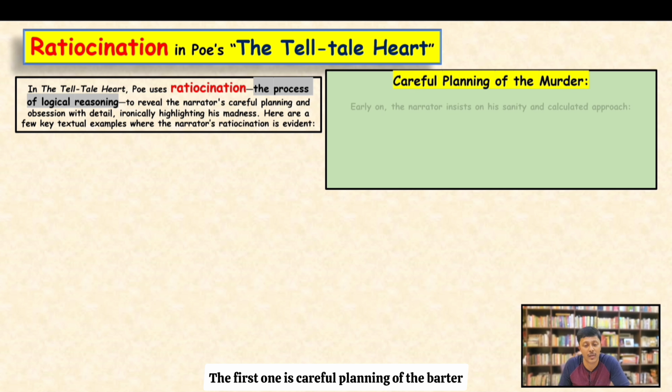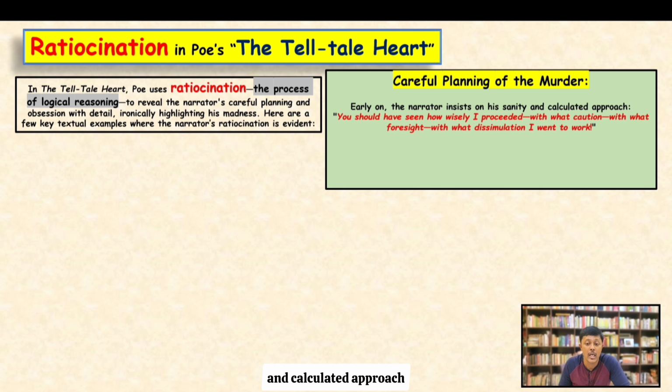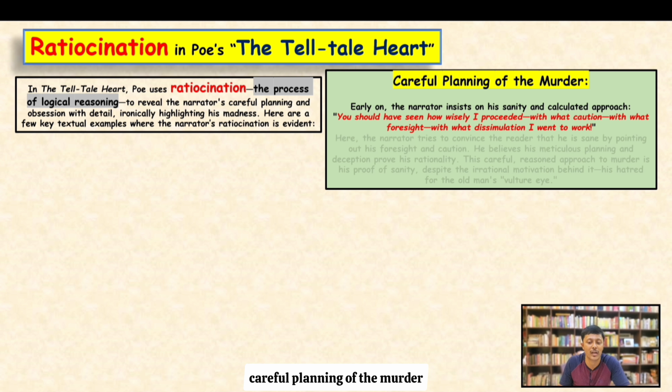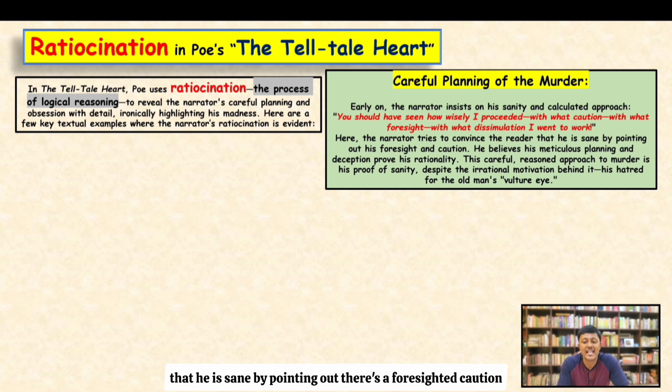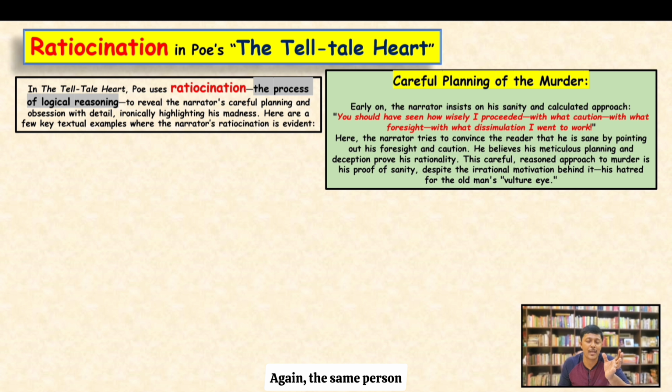The first one is careful planning of the murder. The narrator insists on his sanity through an earlier, calculated approach: you should have seen how wisely I proceeded, with what caution, with what foresight, with what dissimulation I went to work. The same sentence that previously worked as one example now works as another example, careful planning of the murder. Here, the narrator tries to convince the reader that he is sane by pointing out his foresight and caution. See, he is a person pointing out that he is very cautious about what he has done. Again, the same cautious idea drives him to become a madman. Very complex situation, very complex character, very unreliable character indeed. So, careful planning of the murder is an example of ratiocination.